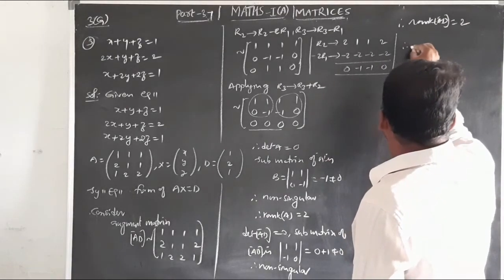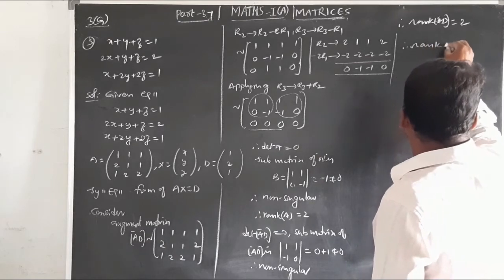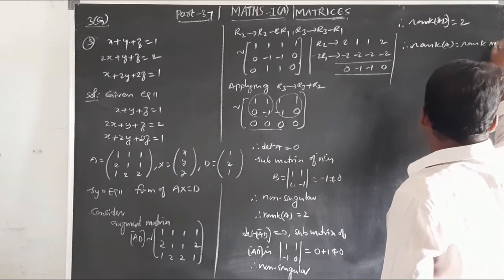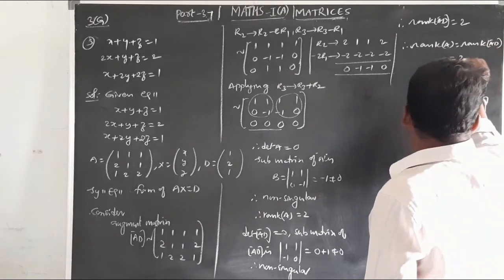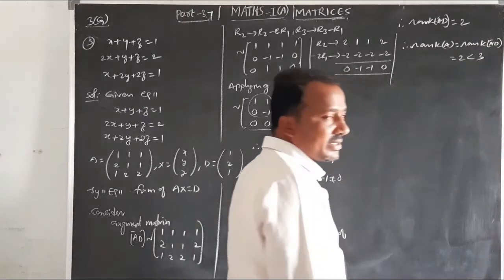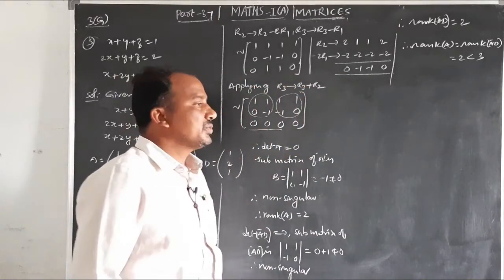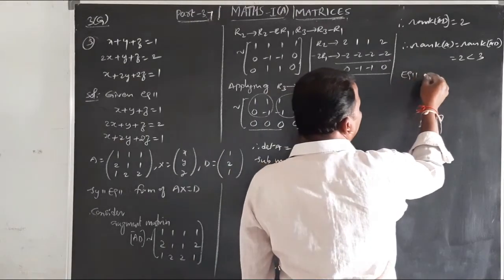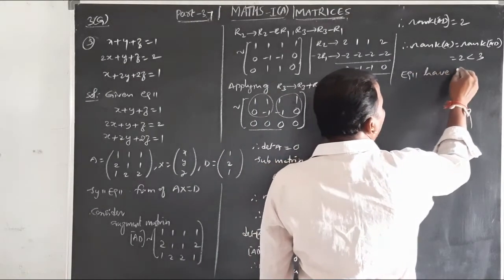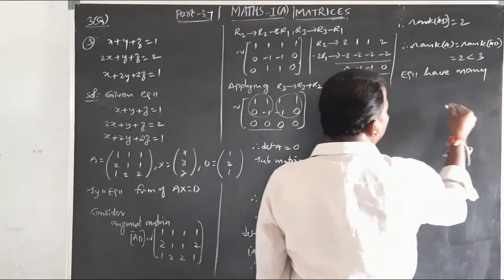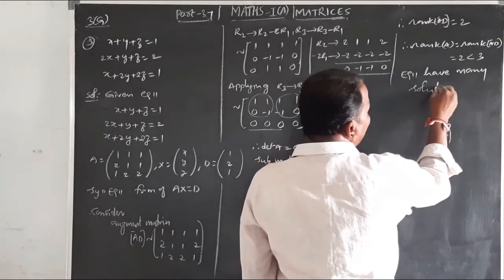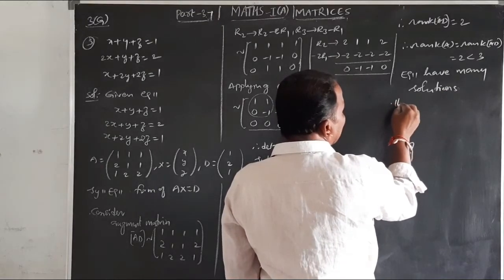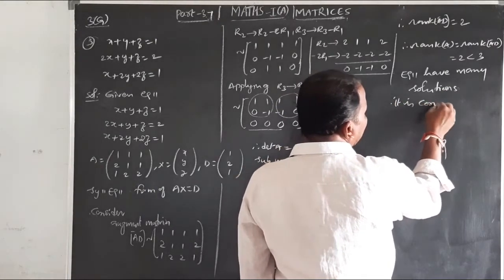Therefore, rank of A equals rank of AD equals 2, which is less than 3. So the equations have many solutions, infinity solutions, and it is consistent.